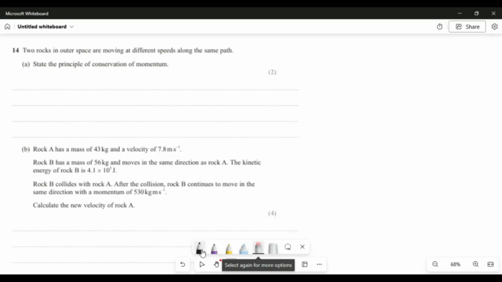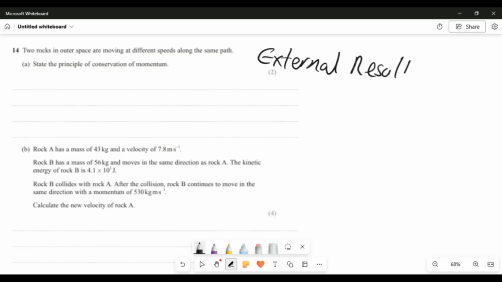Conservation of momentum. To apply the principle of conservation of momentum, the external resultant force acting on the system should be zero. That means there should be no external resultant force. And when there is no external resultant force acting on the system, the initial total momentum of the system is equal to the final total momentum of the system. That means momentum is conserved.